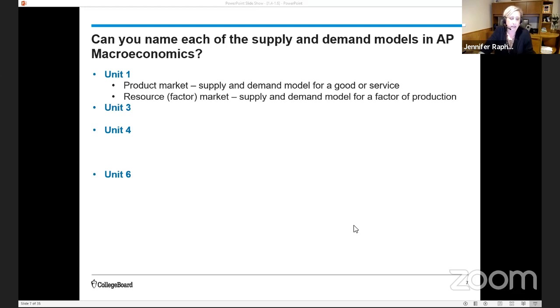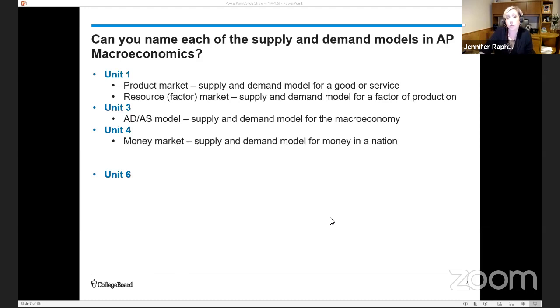You might have been modeling the supply and demand for wheat or corn or some other commodity that's widely used as an input in goods and services. So whether it was a product market or a resource market, in Unit 1, you were learning basic supply and demand. In Unit 3, when we started studying national income and price determination, you started using the aggregate demand, aggregate supply model, which is a supply and demand model for the entire economy.